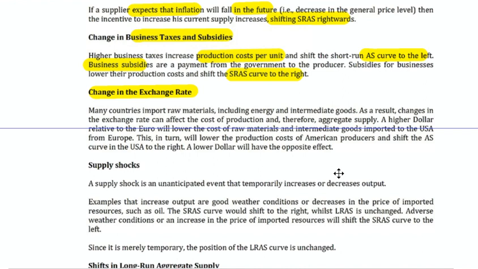One of the key inputs is obviously raw materials, and a lot of countries import their raw materials, which form a part of their production process. As a result, changes in the exchange rate can also affect the costs of production. A higher dollar relative, for example, to the euro will lower the cost of raw materials coming into the US from Europe, lower the American producers' production costs, and then the American supply curve will shift to the right.